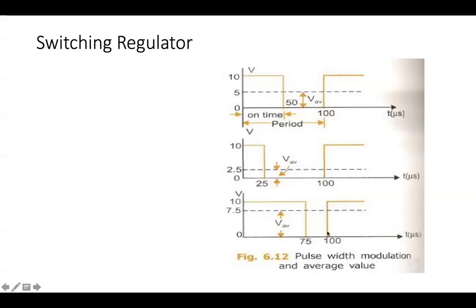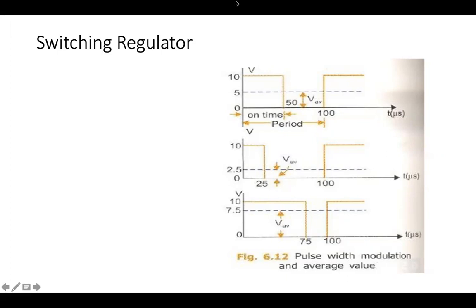So when it is 50-50, on and off, the average value that it can reach is about 5 volts. When the on period is about 25% on time, it's 2.5 volts. When we're giving about 75% of this width, it is reaching 7.5. So you can notice the changes happening in the voltage levels that it can reach based on the width of the pulse.